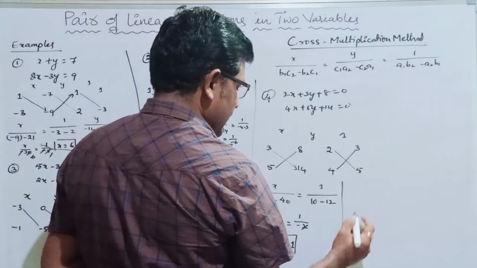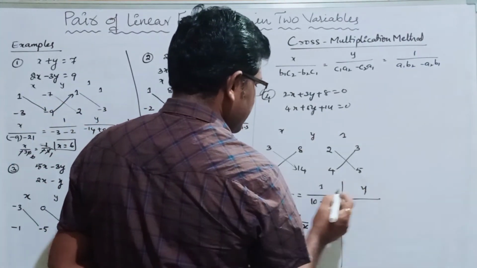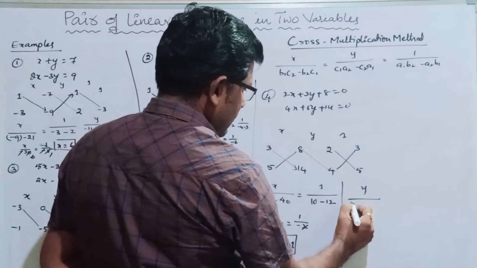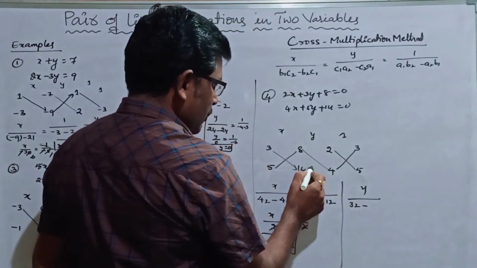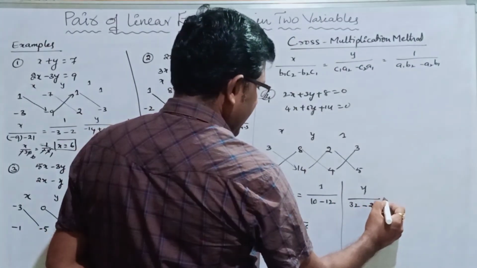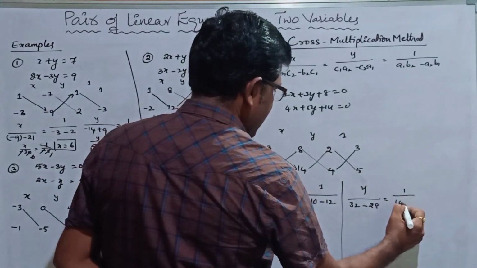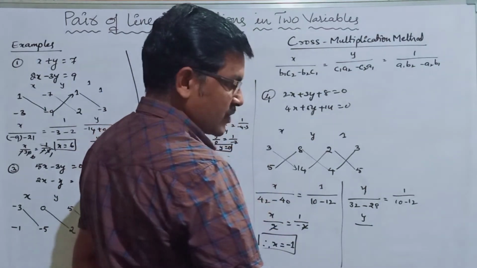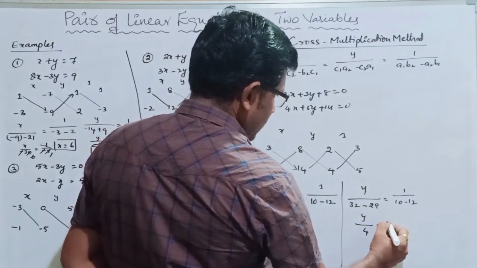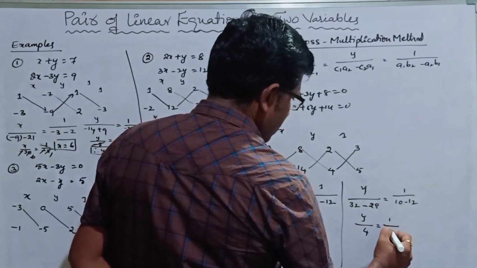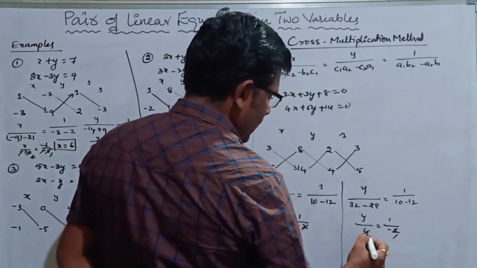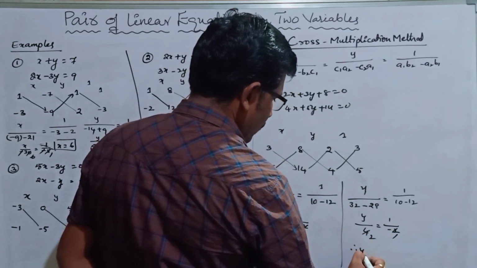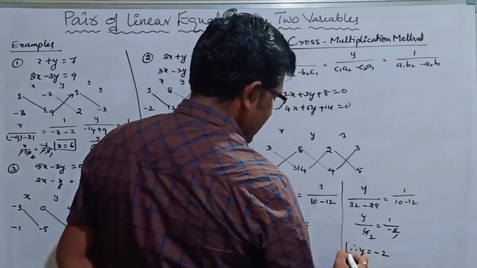So similarly, in the same way, y by, so 8 4s are 32 minus 14 2s are 28, is equals to 1 by same 10 minus 12. So y by 32 minus 28, 4. So 1 by minus 2. 2 1s are 2, 2 2s are 4. So therefore y is equals to minus 2.